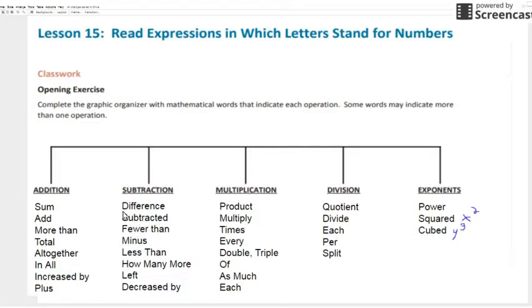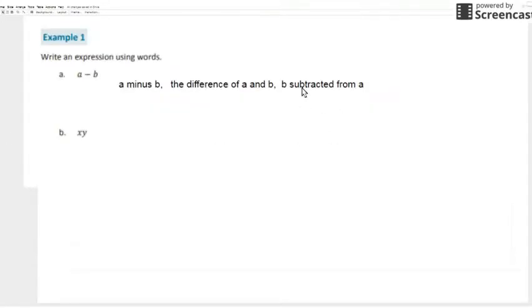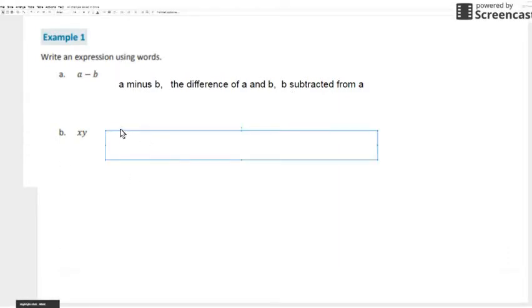Subtracted, so subtracted from. That is one that we actually have to switch around as well. All right, if we go into the next one, once again, we're going to go over a few of these.